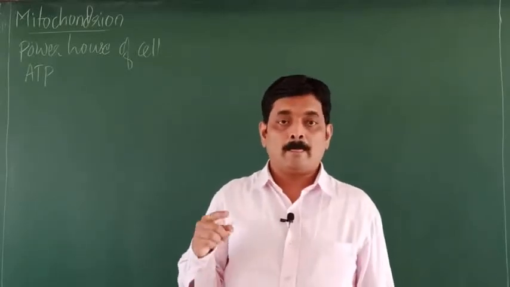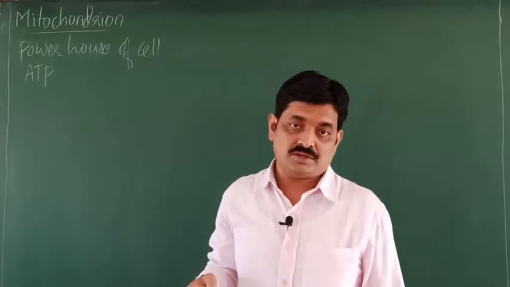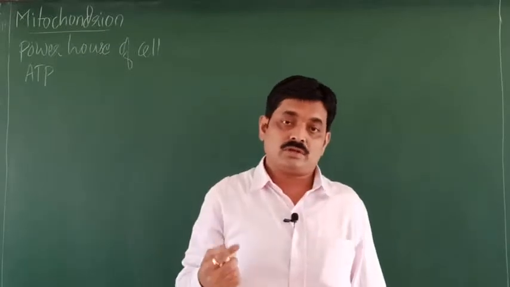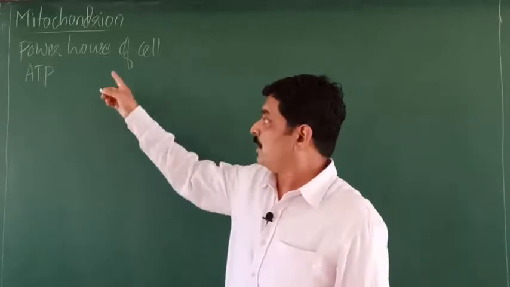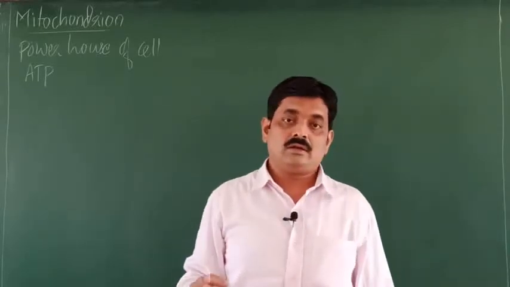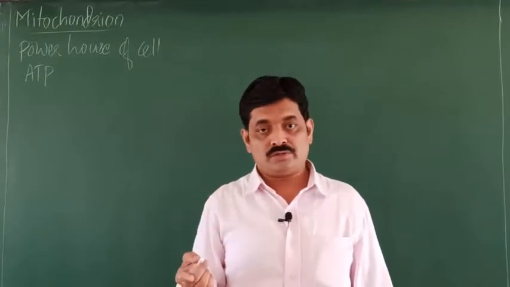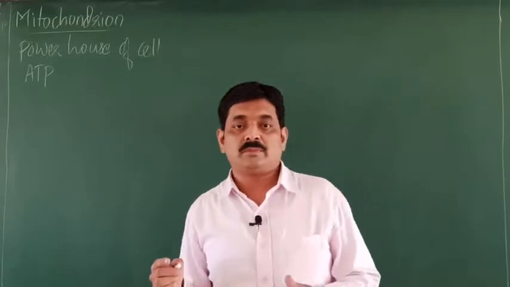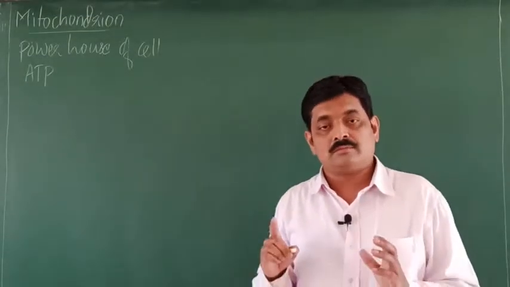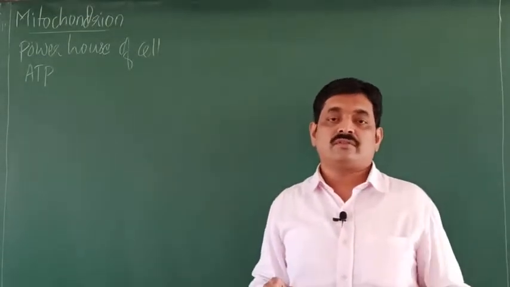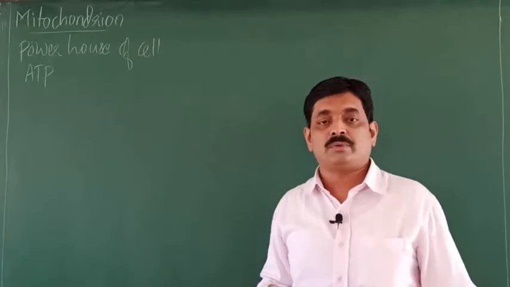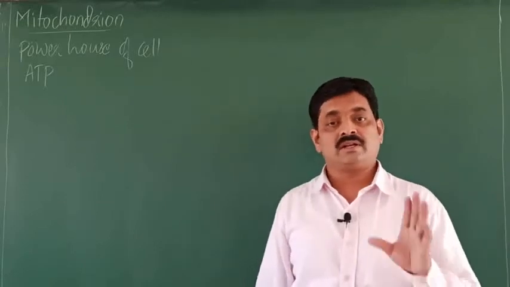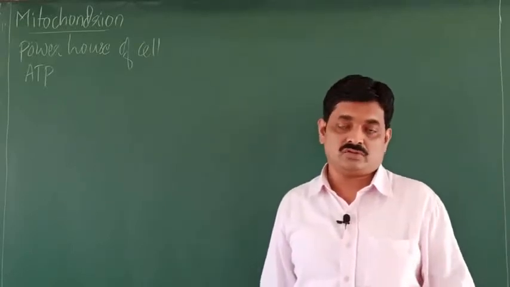So ATP is the source of energy, right? Since mitochondria produce ATP, they are called powerhouses of the cell. One is mitochondrion. Many are called mitochondria, right? So they are commonly called powerhouses of the cell because they are the source of energy, right? And energy is obtained from ATP. So mitochondria produce ATP, that is adenosine triphosphate.